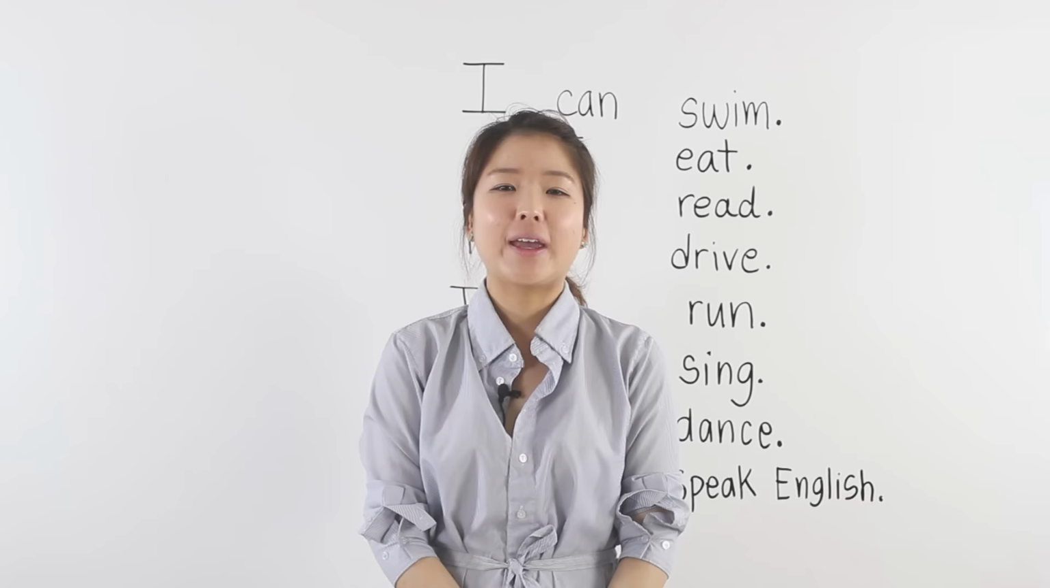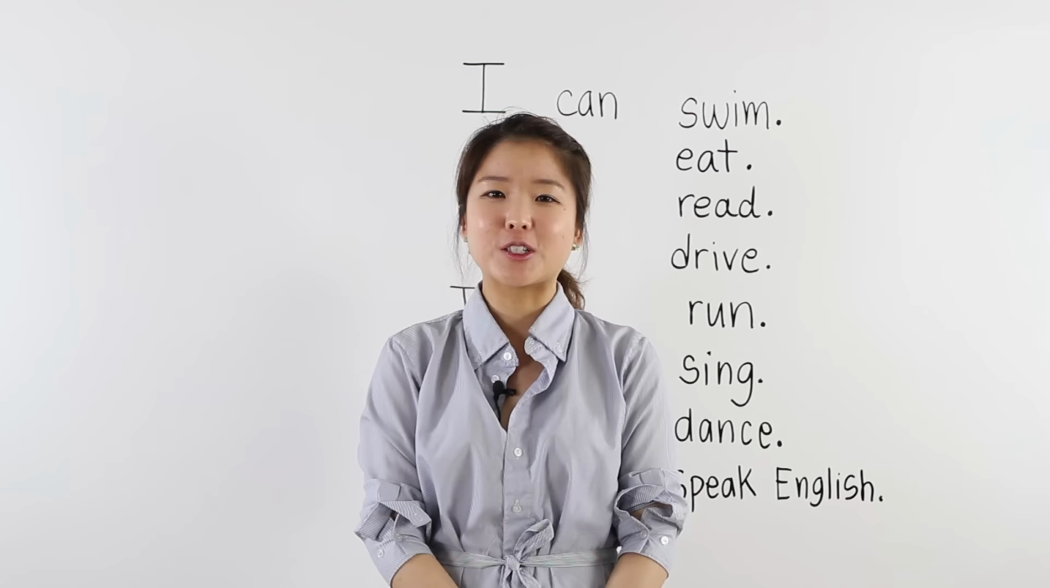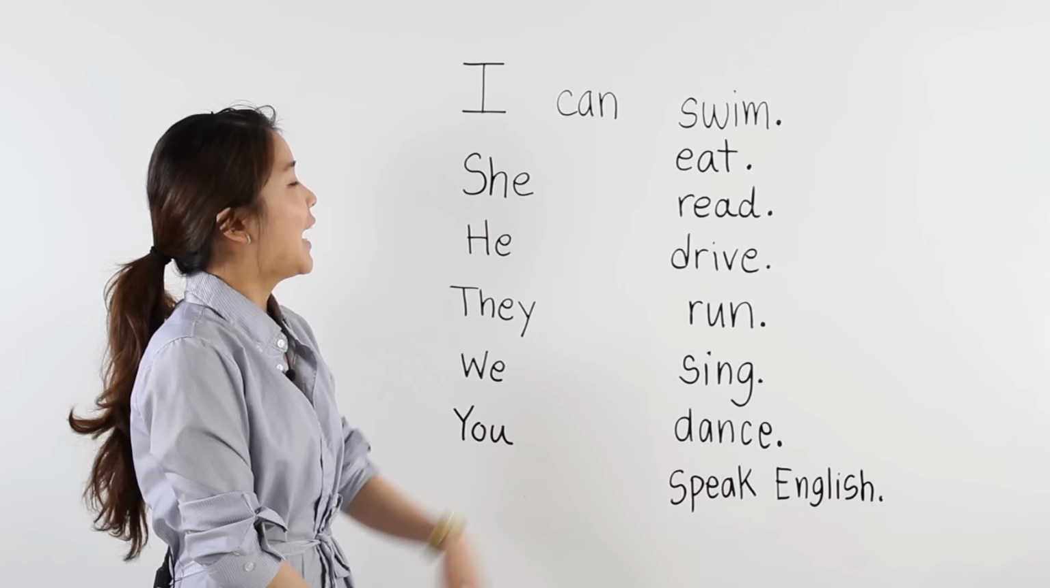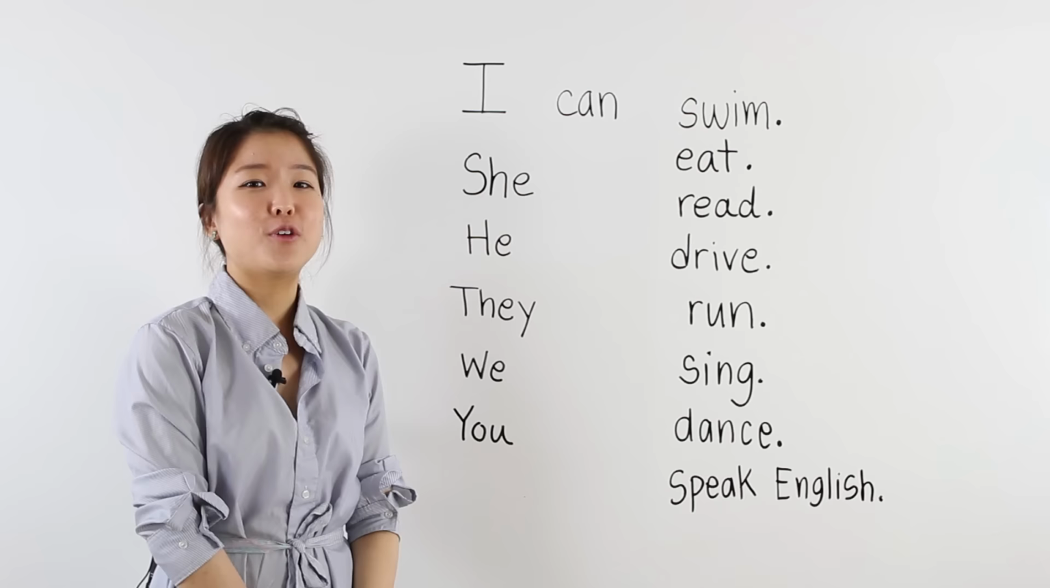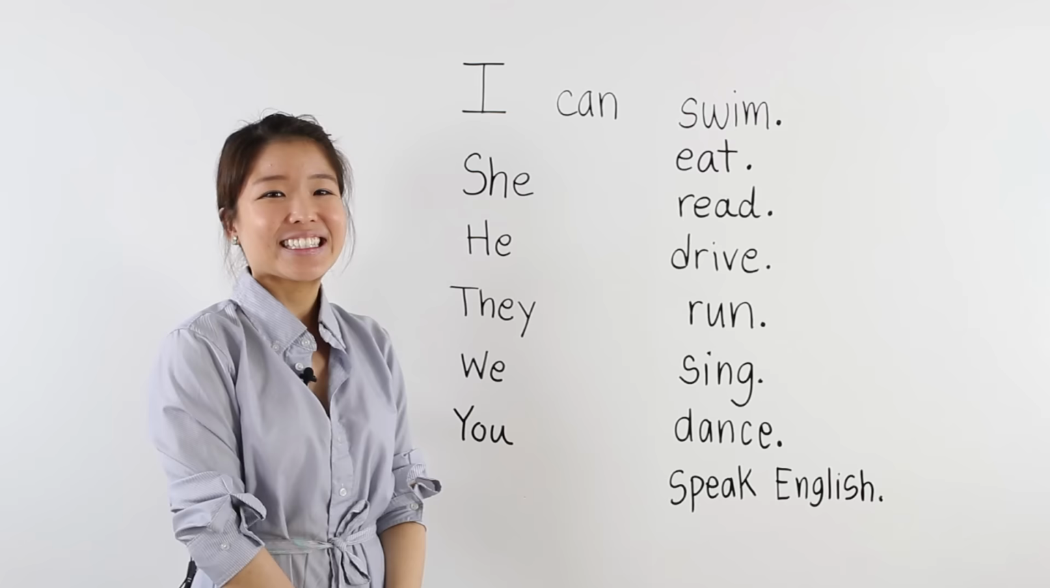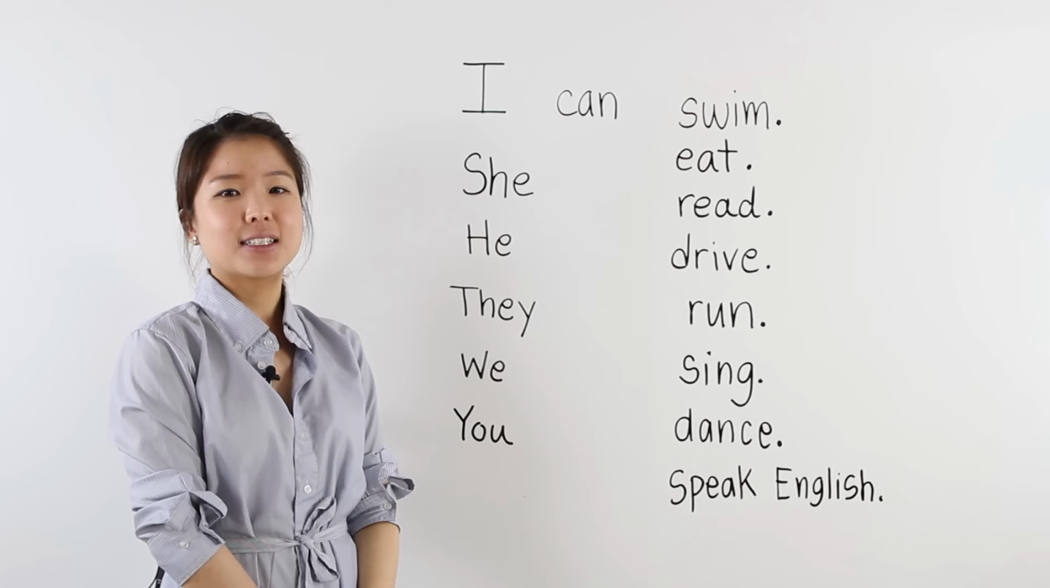Okay, so let's start practicing with the word can first. Here are some examples on the board. Let's start with the first one. I can swim. Make sure you guys are following along. Let's go on to the next one, eat, right? And let's try it with she. She can eat.